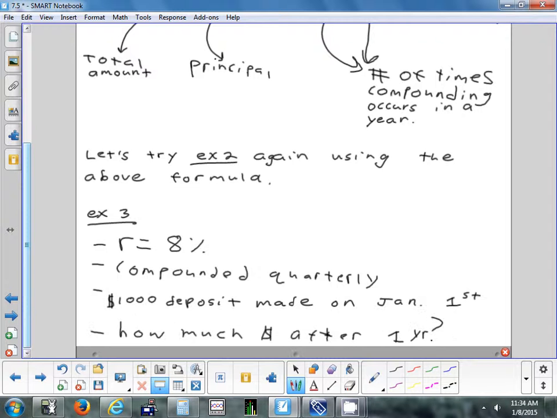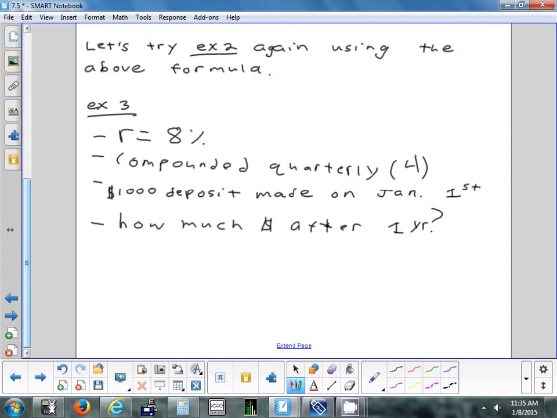So here's the same problem again. 8% rate, compounded quarterly. What does that mean? How many times is quarterly? 4. So N is 4. Principal's 1,000. Time is 1 year.